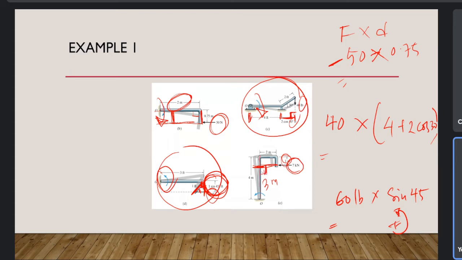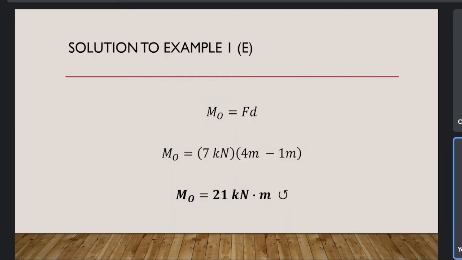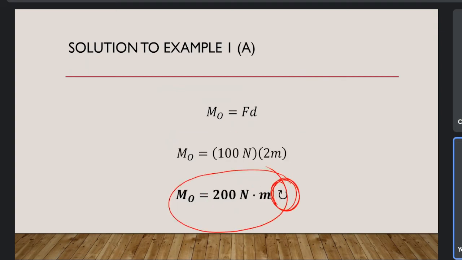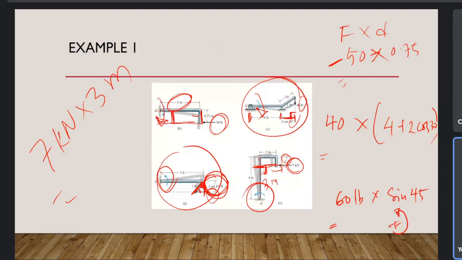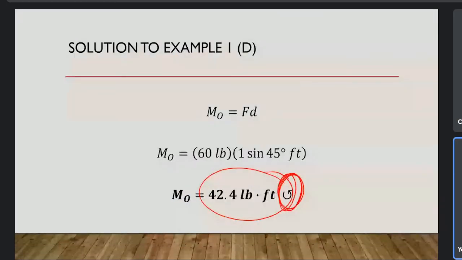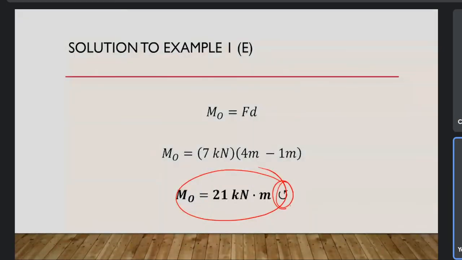So it's easy to solve since the force applied is perpendicular. We don't need to use any trigonometric formula. So we can directly use 7 kilonewton times the perpendicular distance of 3 meter. So that should be equal to 21 kilonewton meter, and you can check counterclockwise is positive. So indicate all the time the direction of the moment as well.